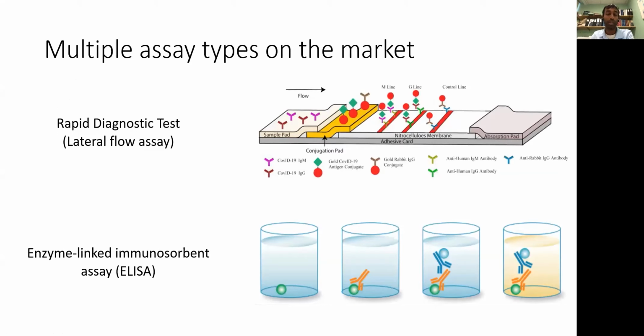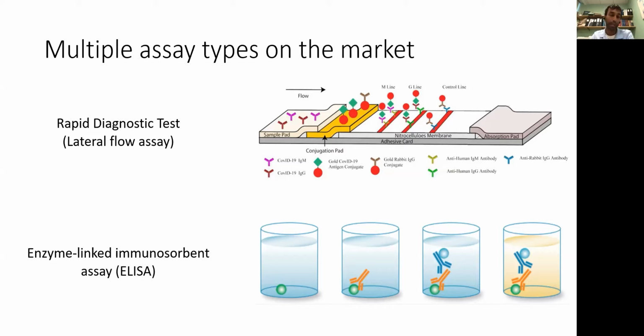So there are multiple types of assays that are currently in circulation. And they can fall roughly into three broad categories, and I'll show each of those right here. So the first one are what we call rapid diagnostic tests, which are also, in this instance, referred to as lateral flow assays. And the diagram here is shown on the right.